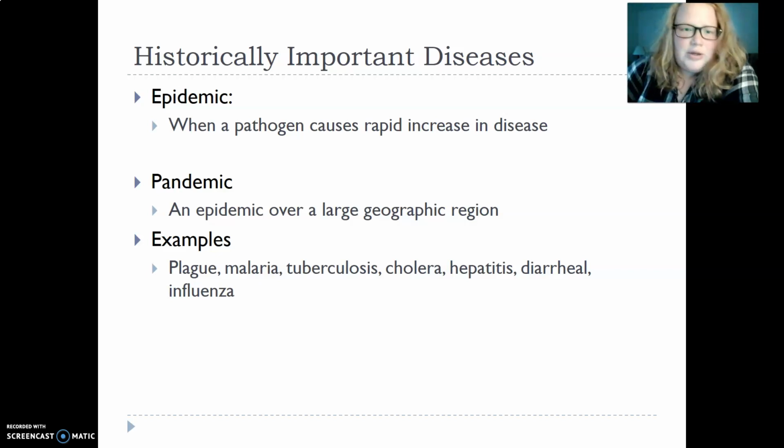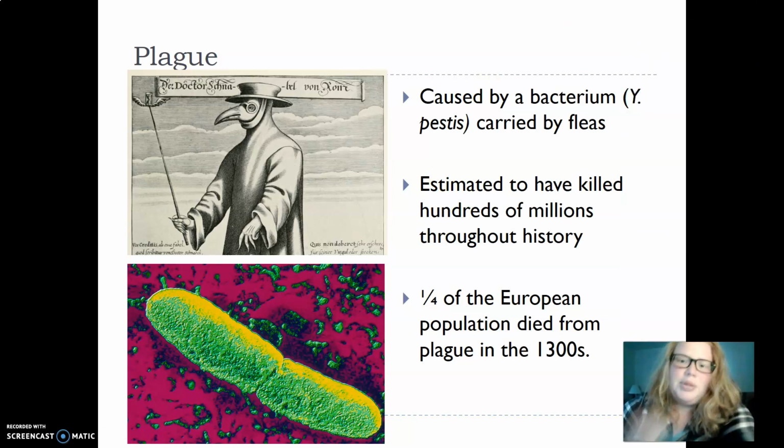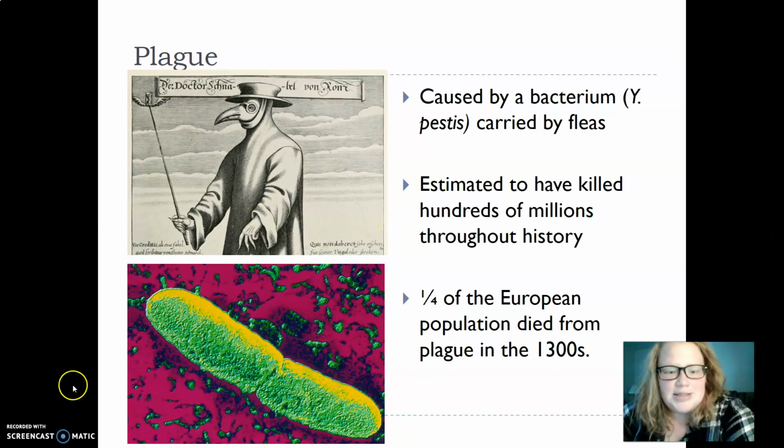Okay, so plague, the granddaddy of all of these things. Plague is caused by a bacterium called Y. pestis, and it's carried by fleas. Here we have a plague doctor, and here we have Y. pestis that's been stained and it's under a super microscope. Plague is estimated to have killed hundreds of millions of people throughout history, so it's not just the one time the plague came, plague has resurged over and over and over.